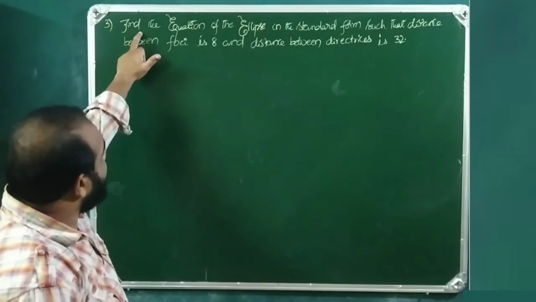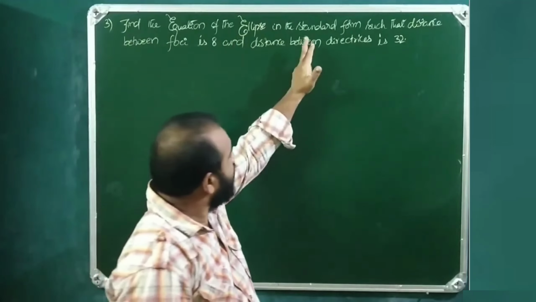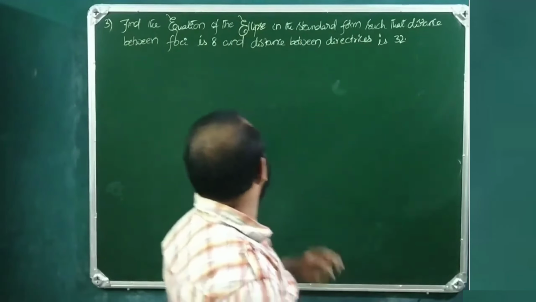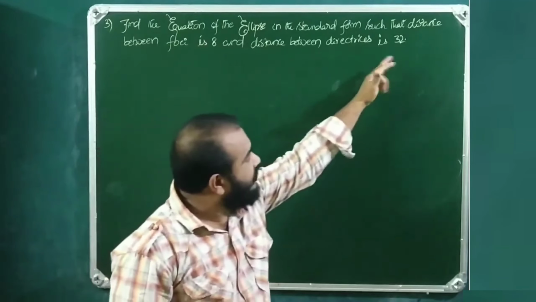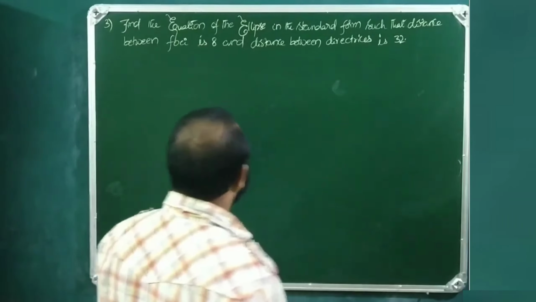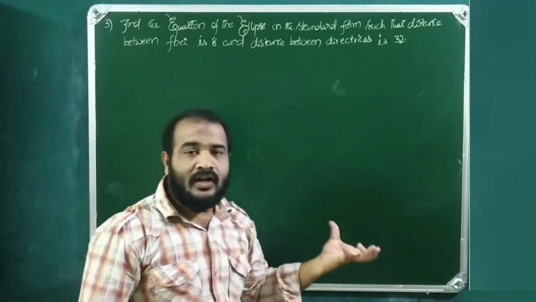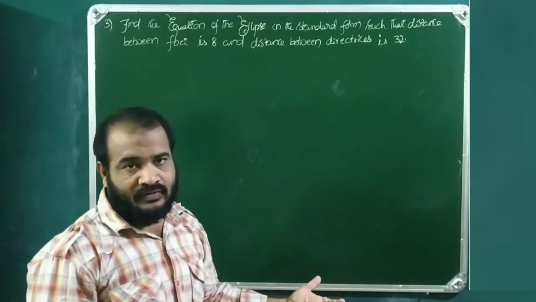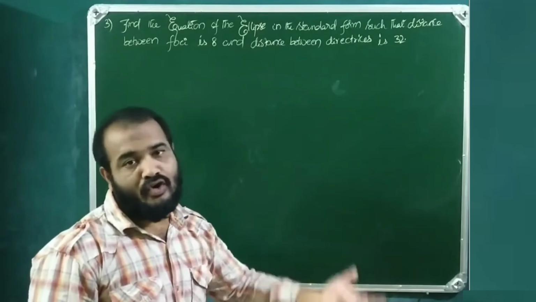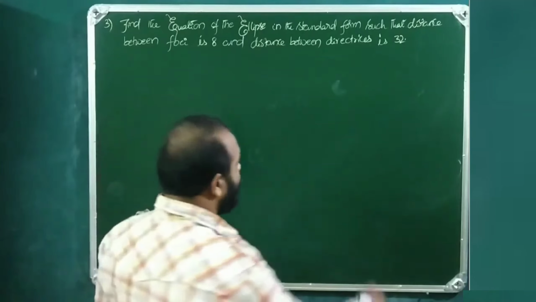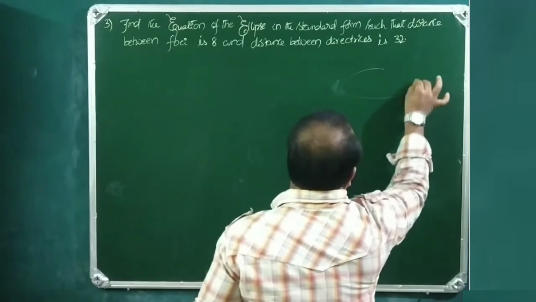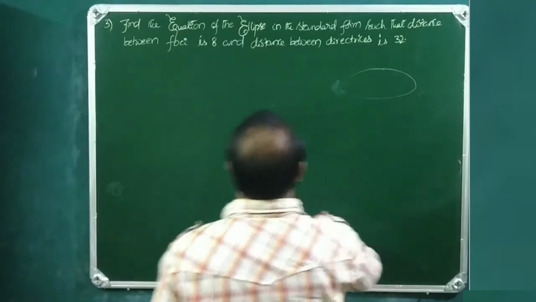Third question: find the equation of the ellipse in the standard form such that the distance between the foci is 8 and the distance between the directrices is 32. Since a special case is not given, meaning whether A is greater than B or A is less than B, let us take A greater than B only. That means this is the ellipse.